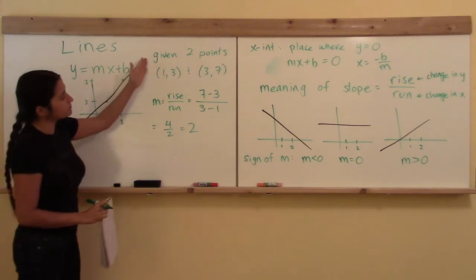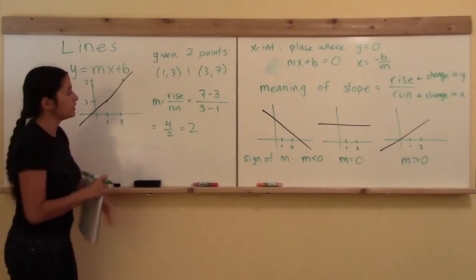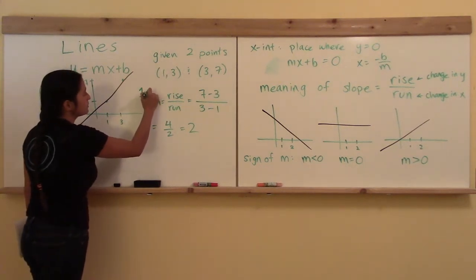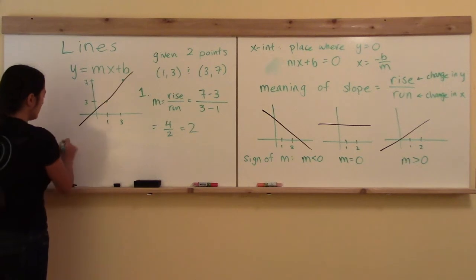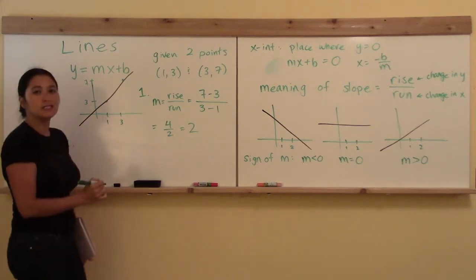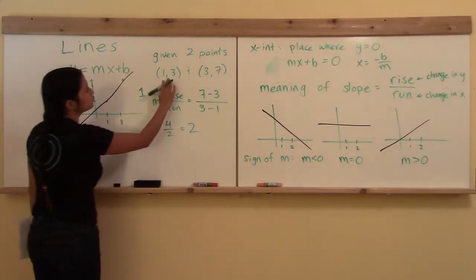And inside a problem like this, given 2 points, you always want to find the m first. Okay, so finding the m, that's going to be your step number 1. And once you have the m in place, then step number 2 is going to be to solve out for b. And how you do that is you choose one of these points.